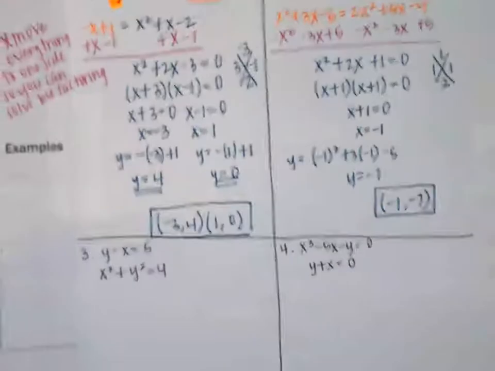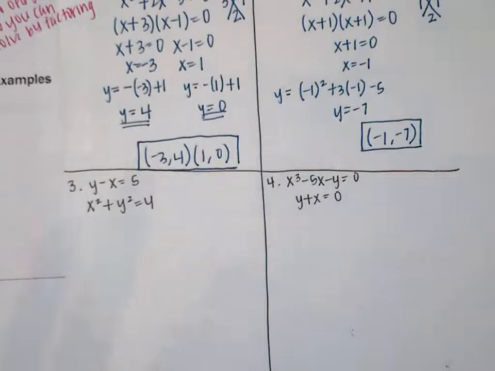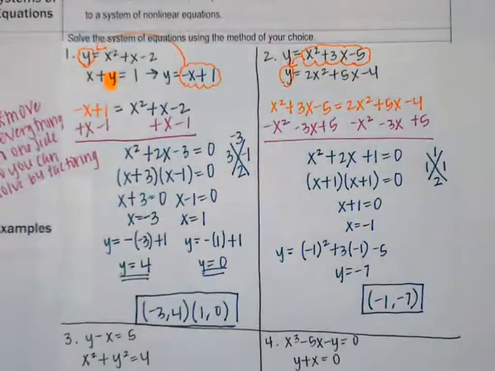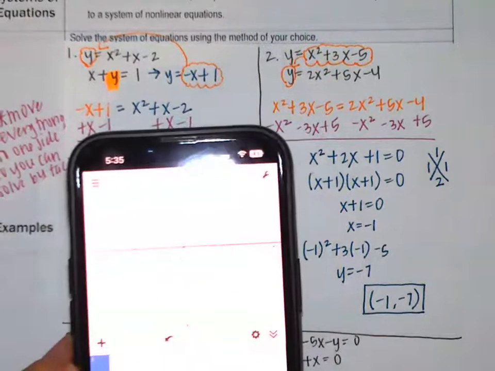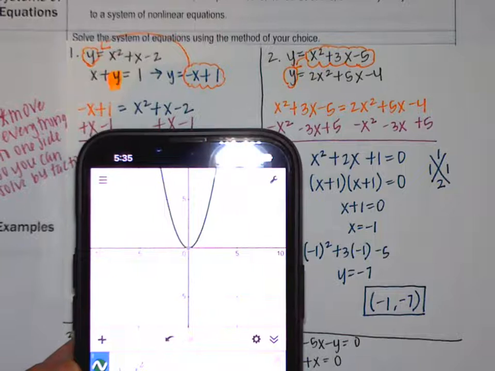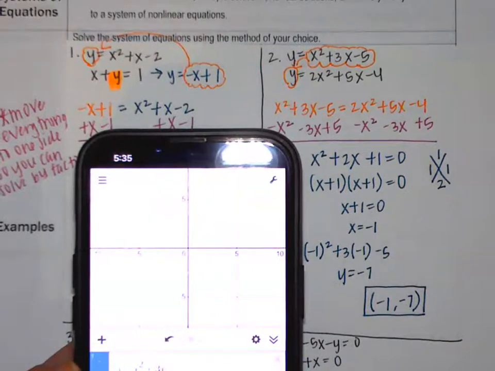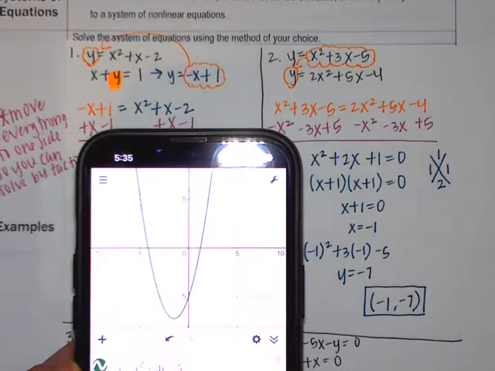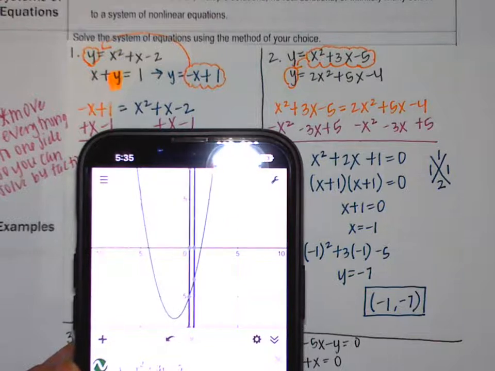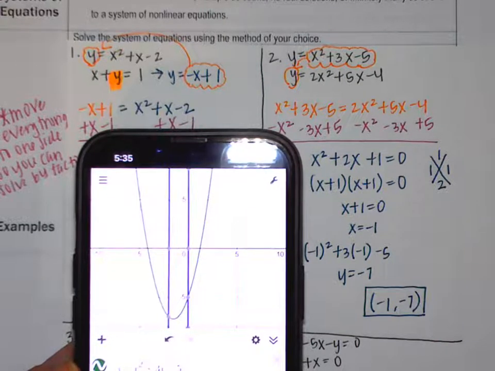Okay, let's move on to 3. And actually, before we move on, let's double check and look at the graph here. So the graph, those are two parabolas, right? So we have y equals x squared plus 3x minus 5, and then we have y equals 2x squared plus 5x minus 4.